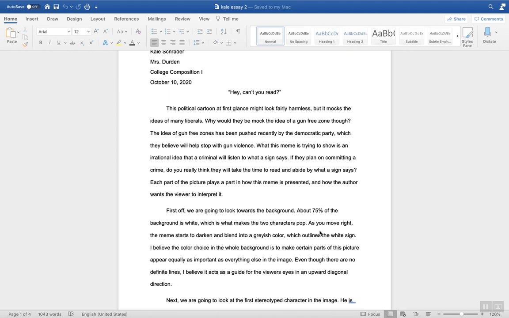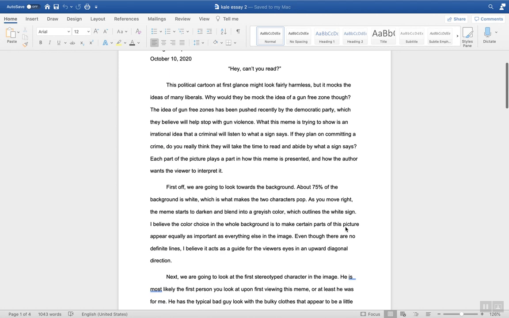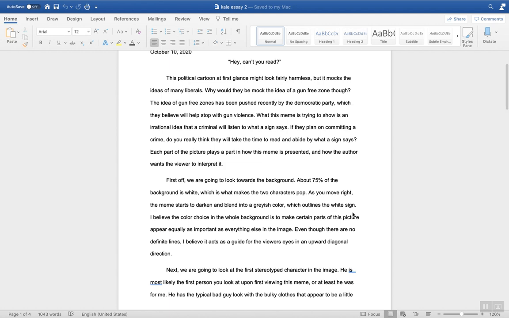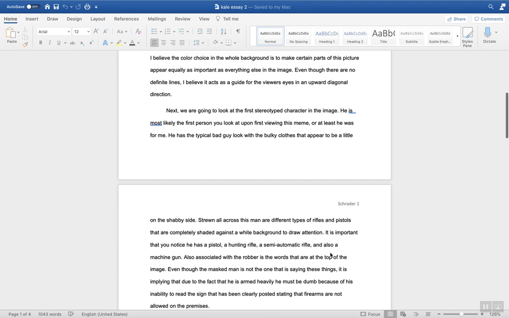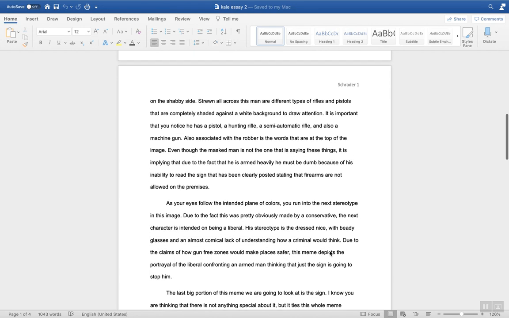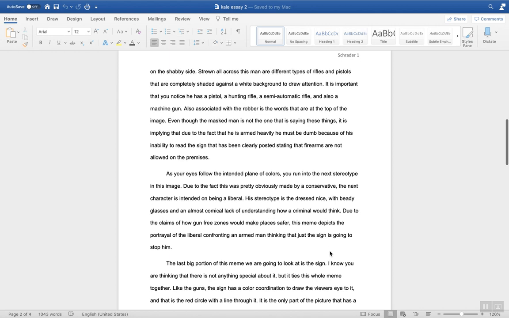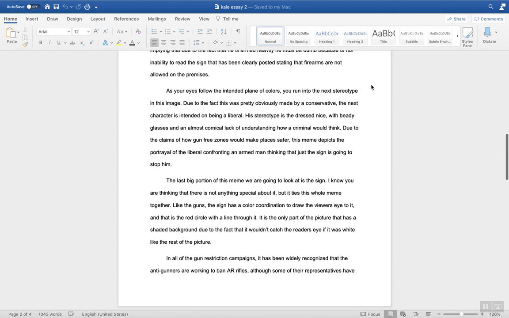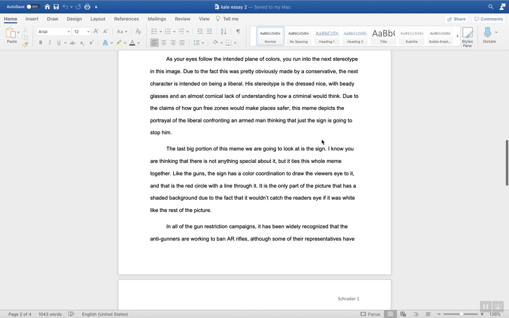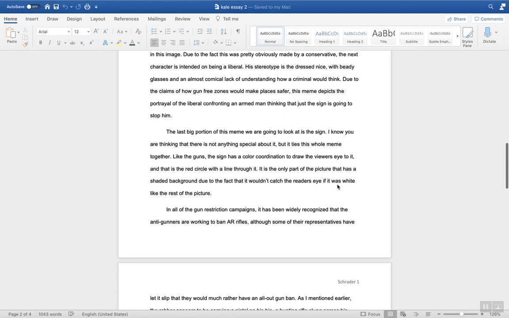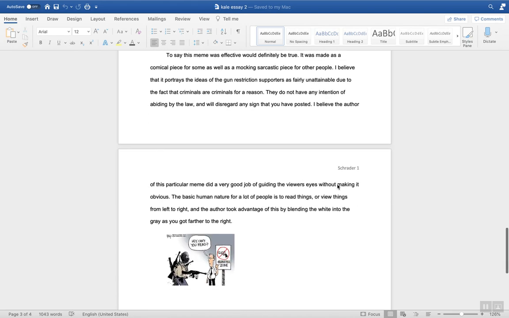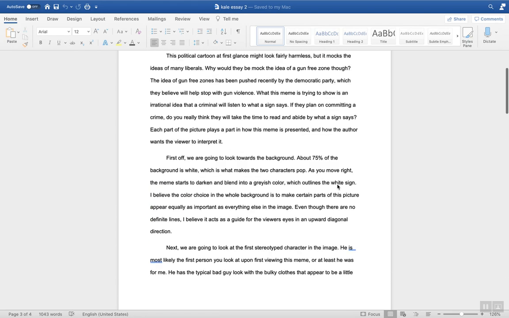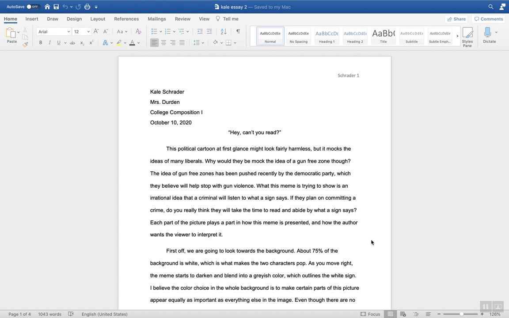Overall, I think there's some good analysis in this essay. I really like your interpretation of color, your interpretation of the figures in the image, the fact that you're referring to them as stereotypes. I think that's fair, and I like your description of the sign as well. So I think that there's a lot of really good analysis in this paper.